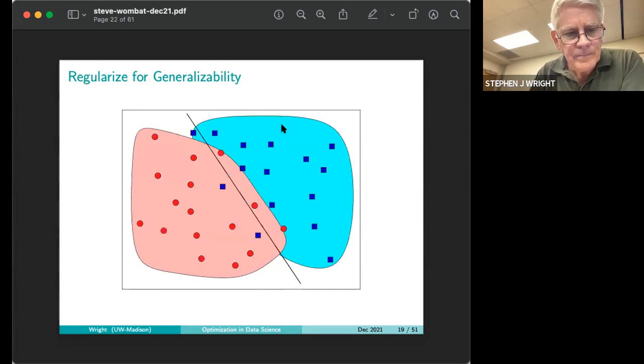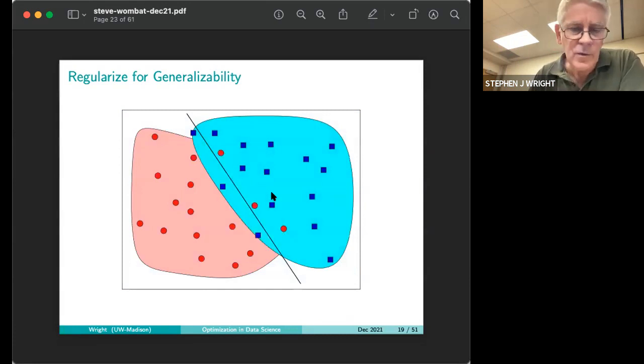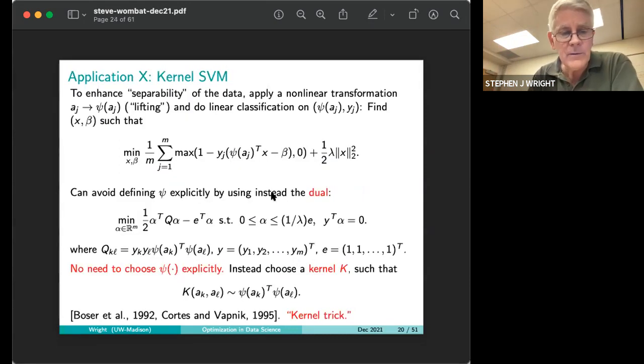can't see. This is what the picture looks like when I can't perfectly separate the data. I can separate most of it, but you can see there are a few items of data on the wrong side of the plane. And that's, of course, going to happen in real life when we've got data that's not perfectly separable.